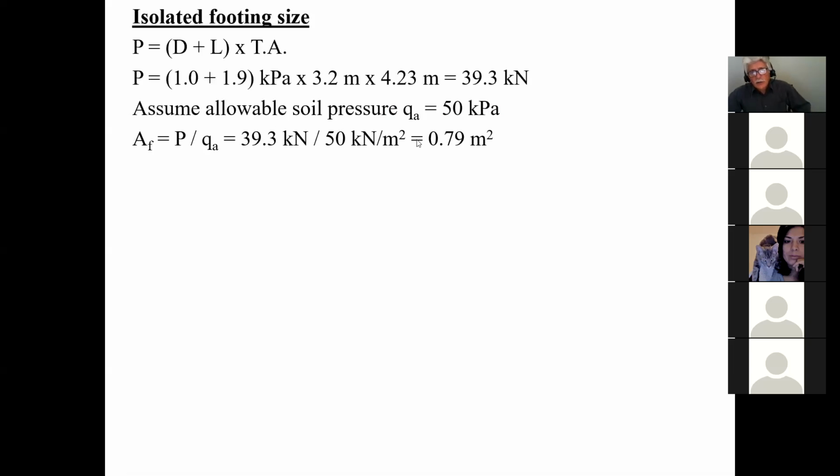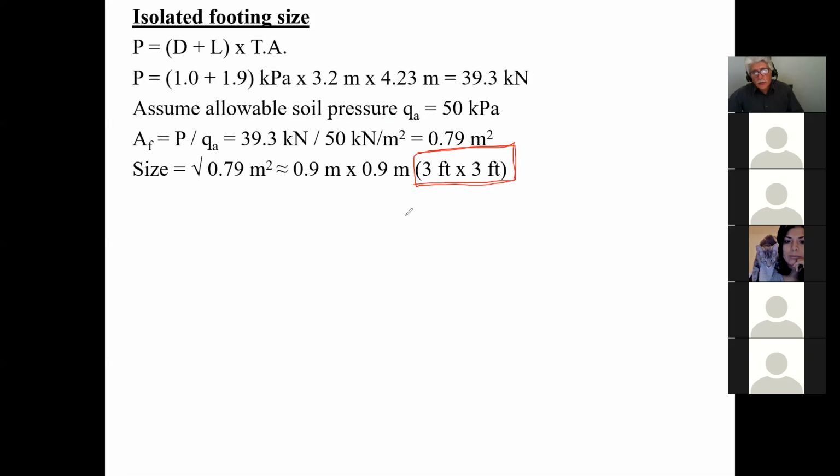Now, of course, the area of the footing is my force divided by my allowable soil pressure. And in this case, it's 0.79 square meters. And of course, for a nice square footing, we simply take the square root of that. It's about 0.9 by 0.9. Therefore, it's safe to assume that our footing size is going to be 3 feet by 3 feet. So if you're doing your drawings in Imperial, that's the size of footing you're going to be putting on that drawing S1 for the wood project. That's a 3 foot by 3 foot footing, an isolated footing.